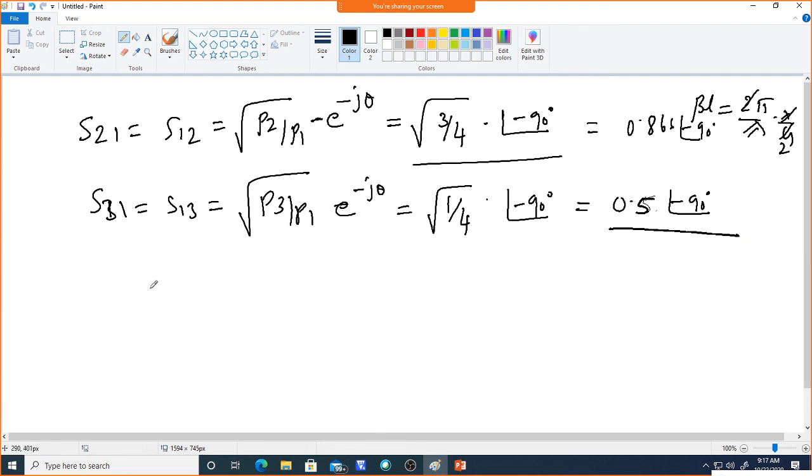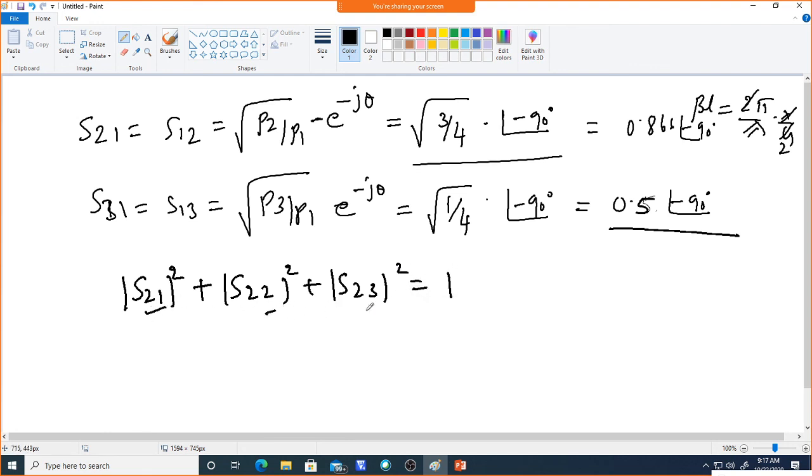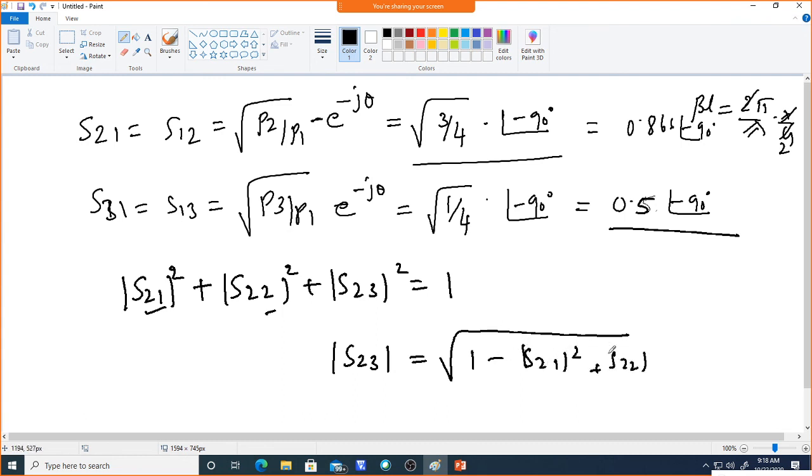Now if the network is lossless, then the matrix rows should be unitary, so S21 square plus S22 square plus S23 square should be equal to 1. Now we know S21 and we know S22, and you find out the value of S23, which will be equal to square root of 1 minus S21 square plus S22 square. If you substitute the value, you will get S23, which is nothing but S32.